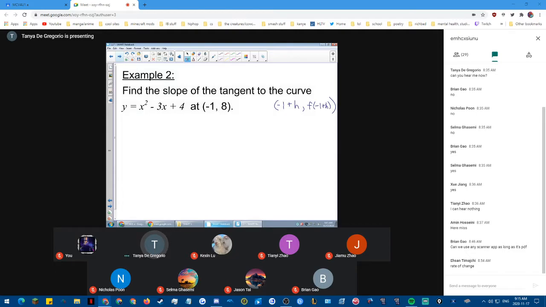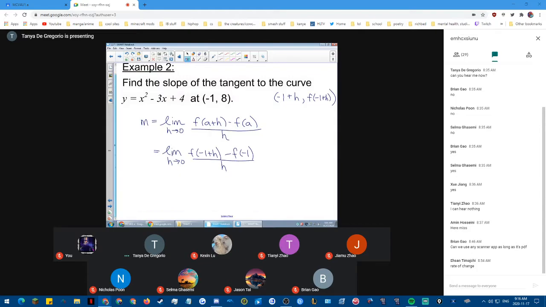So, to find the slope, we know we have to take the limit as h approaches 0 of just the slope of my secant. So again, it's y2 minus y1. Let me write the formula first: f at a plus h minus f of a, all over h. Which we now know is just f at -1 plus h, that's my y2, minus f at -1, which we know is 8, all over h. We know that the denominator is always going to simplify to h because that's the difference between our x values.